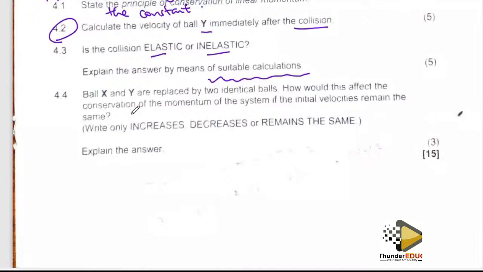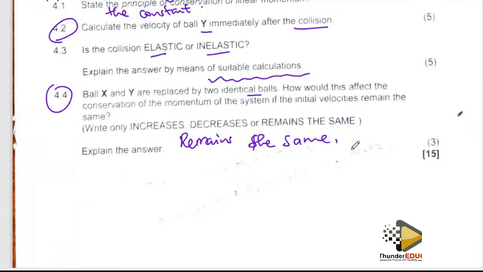All right, so that is 4.3. Then 4.4, they're telling us that ball X and Y are replaced by two identical balls. How would this affect the conservation of momentum of the system if the initial velocities remain the same? Remember, momentum of the system will always be conserved, okay? It will always remain constant. So this, we are saying, remains the same. Okay. What is the reason?